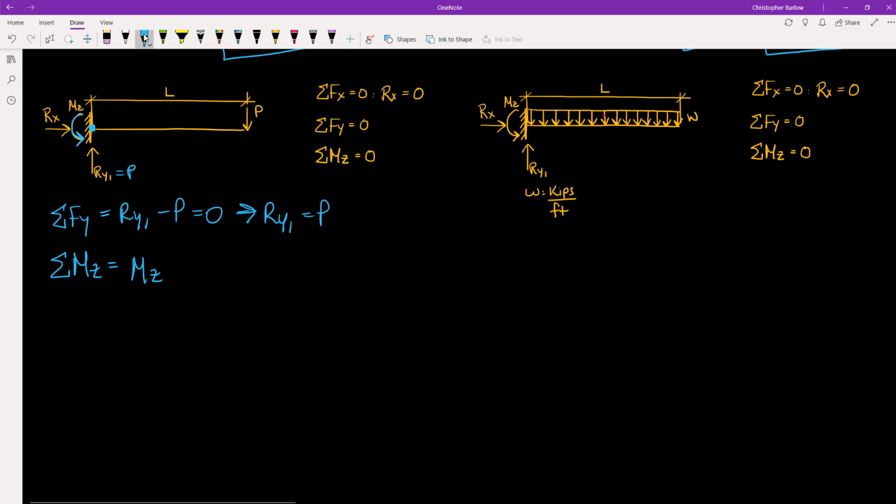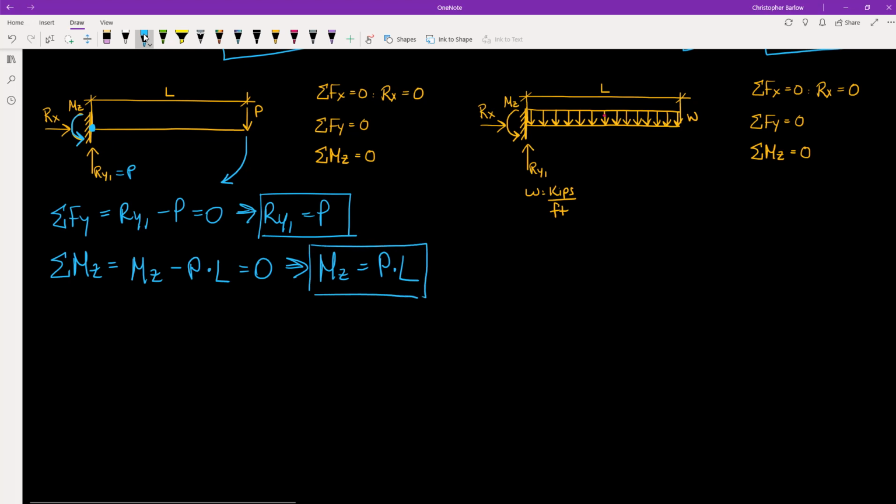And then we will have our moment due to our applied force, which is creating a clockwise moment about our point here. So minus P times the perpendicular distance to our point, L, is equal to 0. And so that gives us that our reaction mz is equal to P times L. I didn't really give myself much room here, but mz equals P times L.